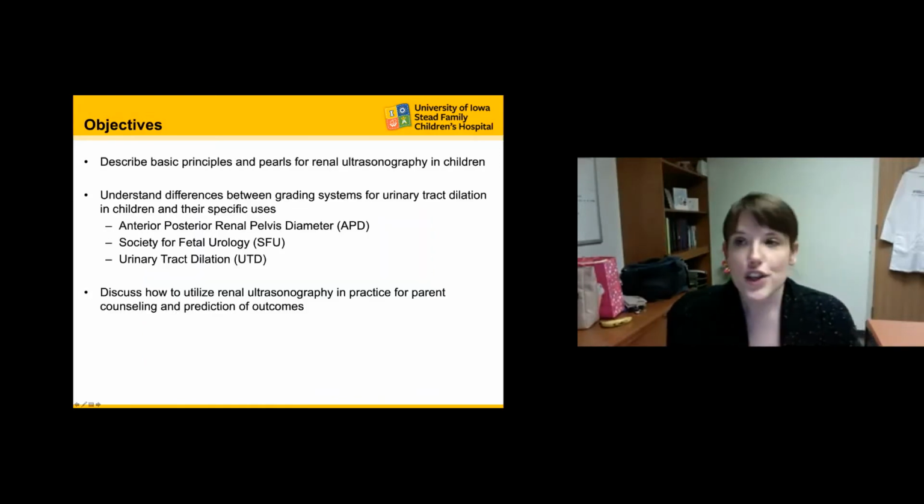Just getting started with some objectives, we're going to discuss basic principles for renal ultrasonography, specifically in children, and some pearls. This is something that I know most of you deal with on a very regular basis, so hopefully I'm not telling you too many things that you don't already know.